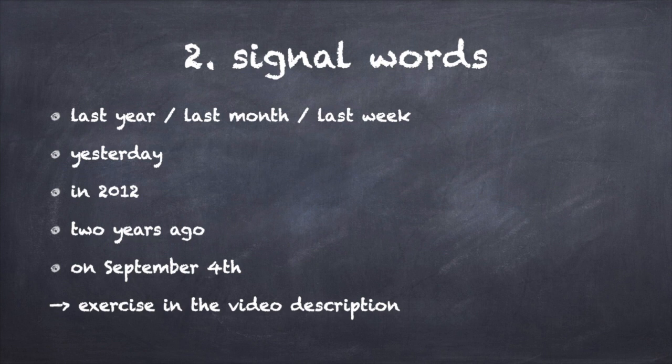Some signal words that help you to know when to use the simple past are last year, last month, last week, yesterday, in 2012, 2 years ago, on September the 4th or the 4th of September.